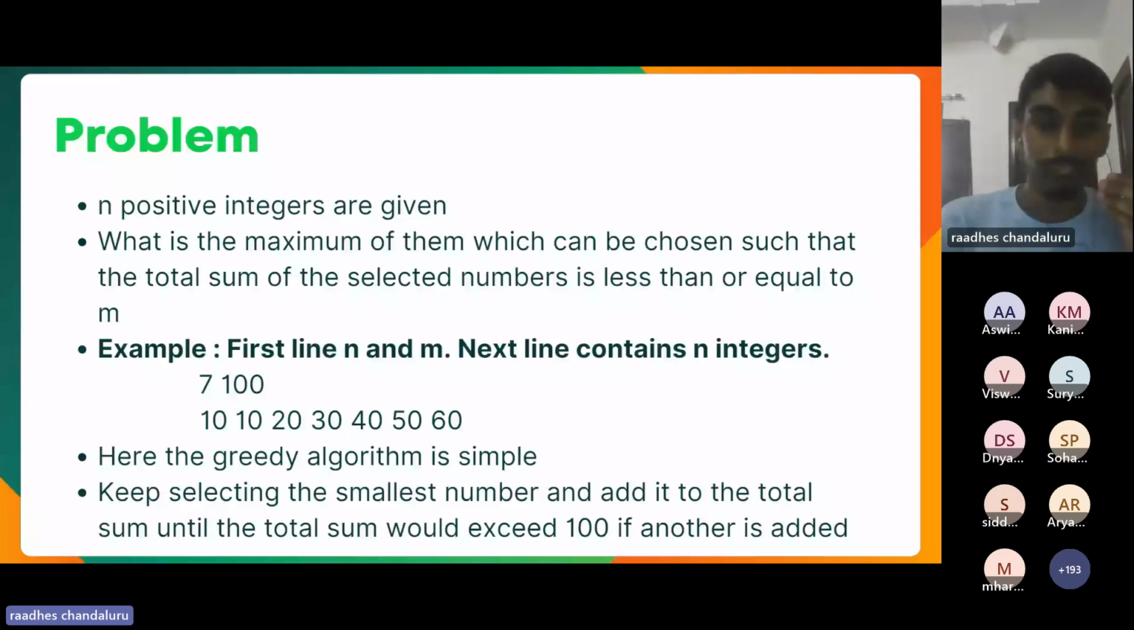So why do you think that would be correct? Why should we select the smallest numbers? That is because we want to select the maximum count of numbers such that the sum is less than 100. So it is intuitively favorable to choose the smaller numbers, right? That is why we're selecting the smaller numbers. It is so that we can choose more of them.